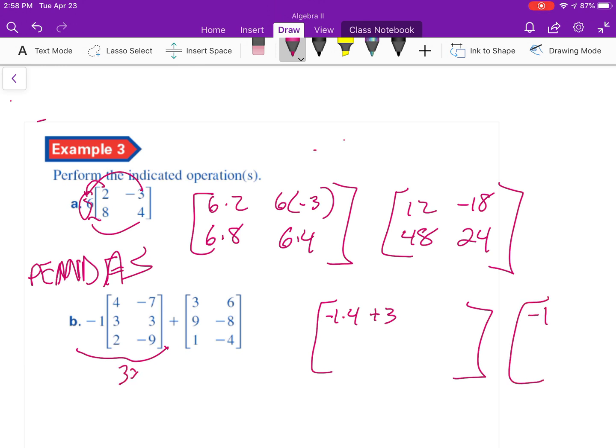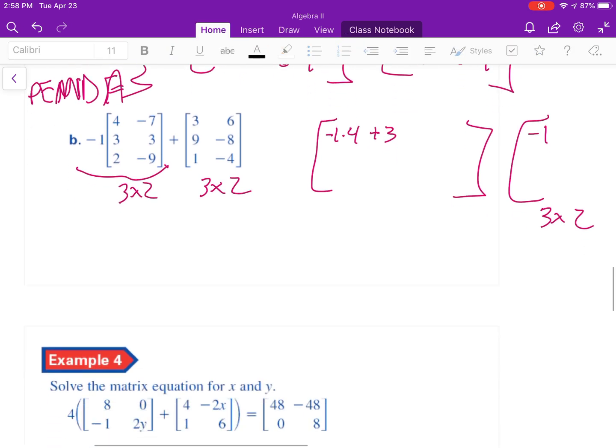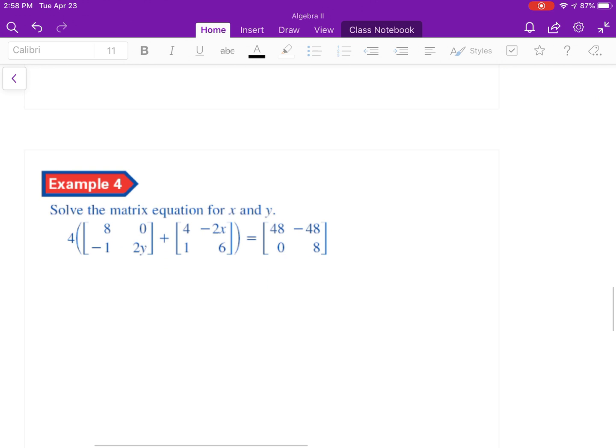Now I've got a 3 by 2 matrix and a 3 by 2 matrix, so this will end up being a 3 by 2 matrix. And you can multiply the rest of those out and figure that out. So I'm really trying to do that to figure out this.